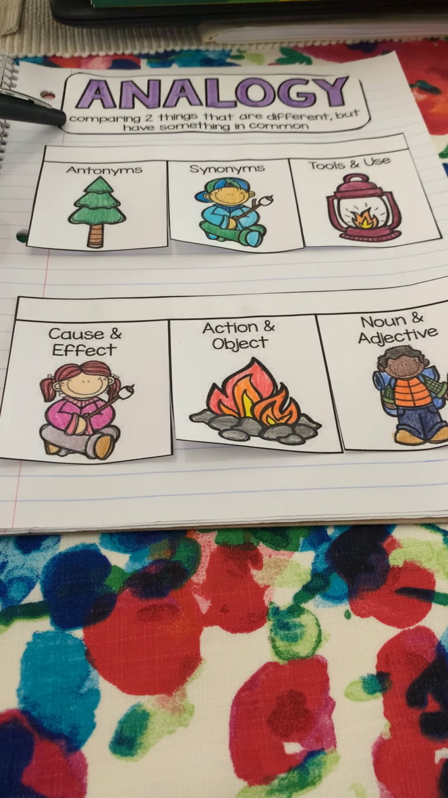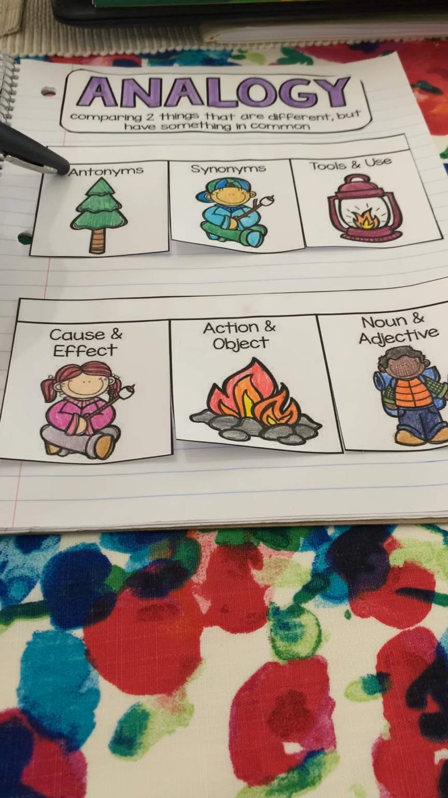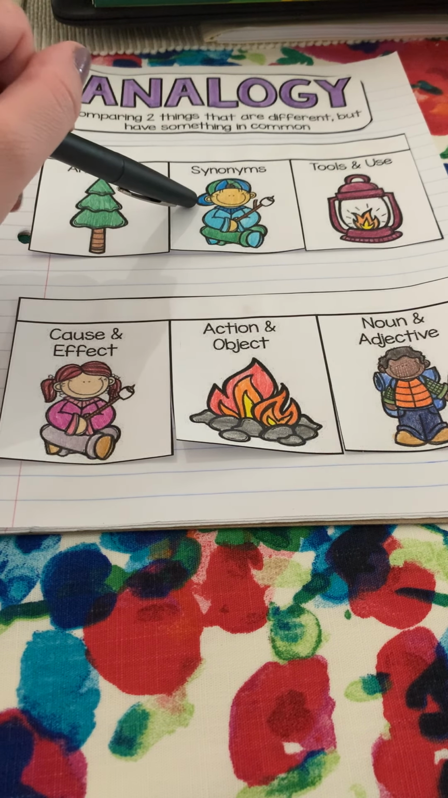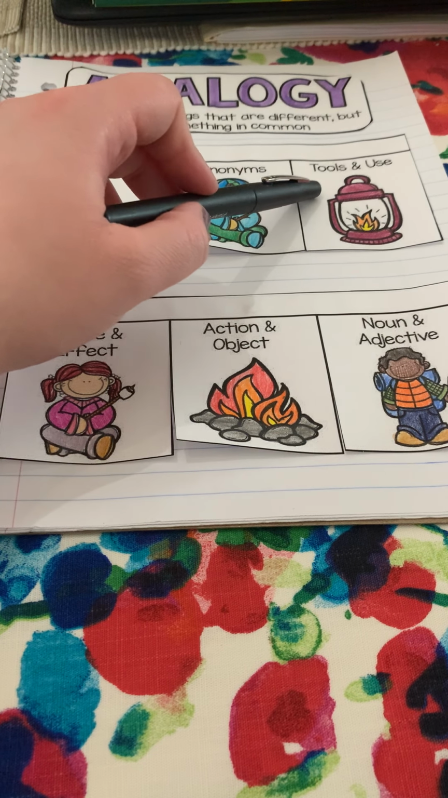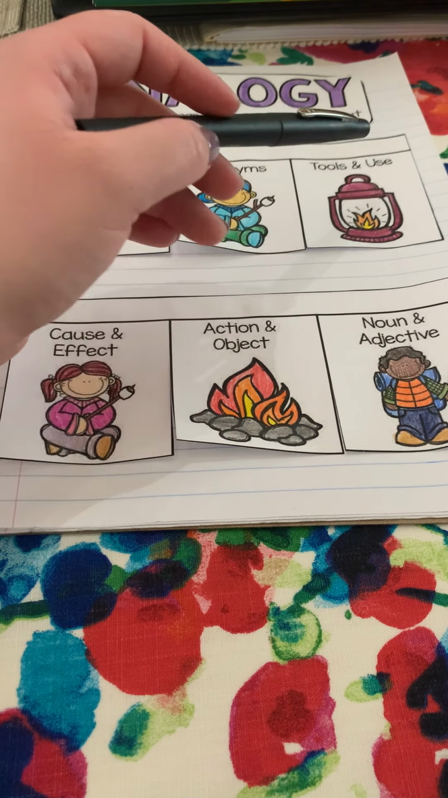Up here and in the video, it tells you that an analogy is when you compare two things that are different but have something in common. So they could be antonyms, so both examples are opposite of each other. Synonyms means they're the same. They could be a tool and how you use the tool. So a pen, you write with a pen.